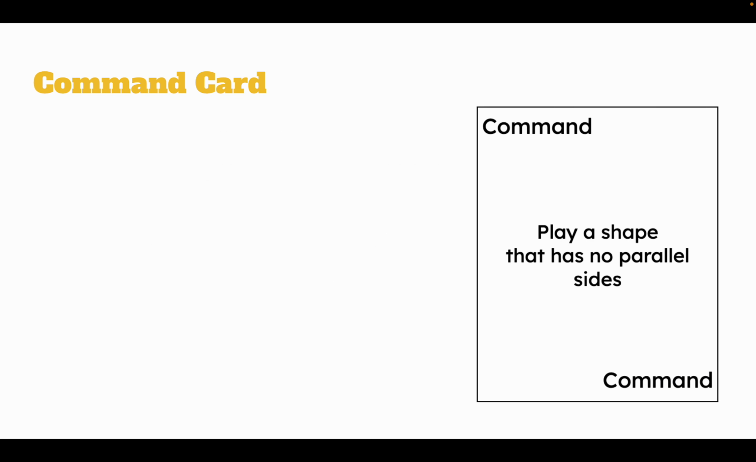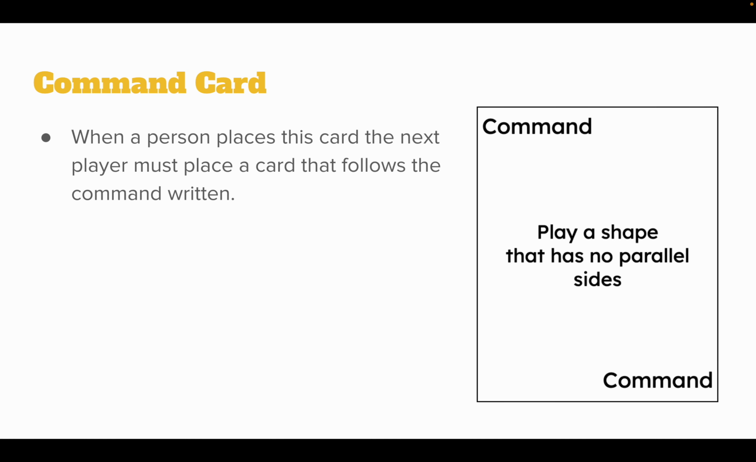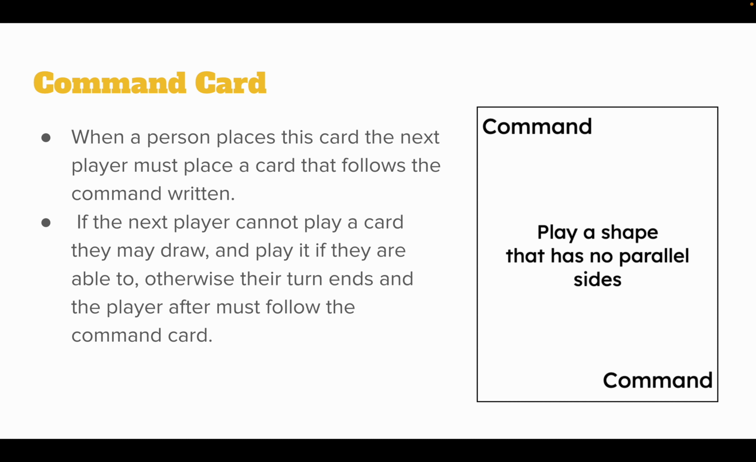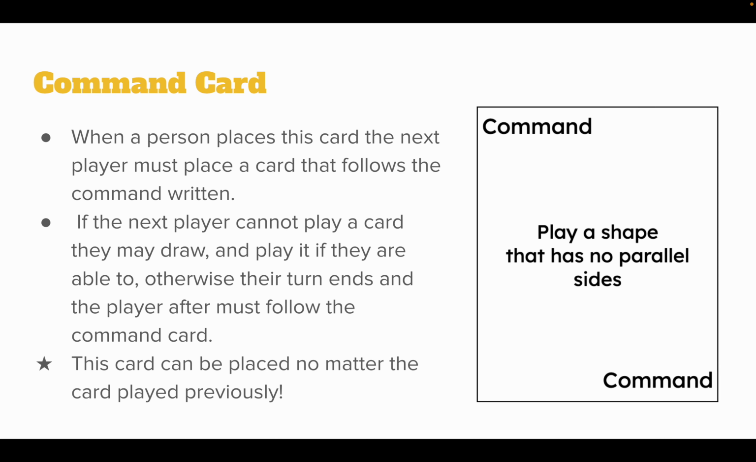The last special action card is the command card. The command card will have the word command written on the top and bottom corners, along with a sentence in the middle. When a player places this card, the next player must place a card that follows the command written. This means only a shape card can be played, no other special action cards. If the next player cannot play a card, they may draw and play it if they are able to, otherwise their turn ends and the player after must follow the command card. This card can be placed no matter the card played previously.